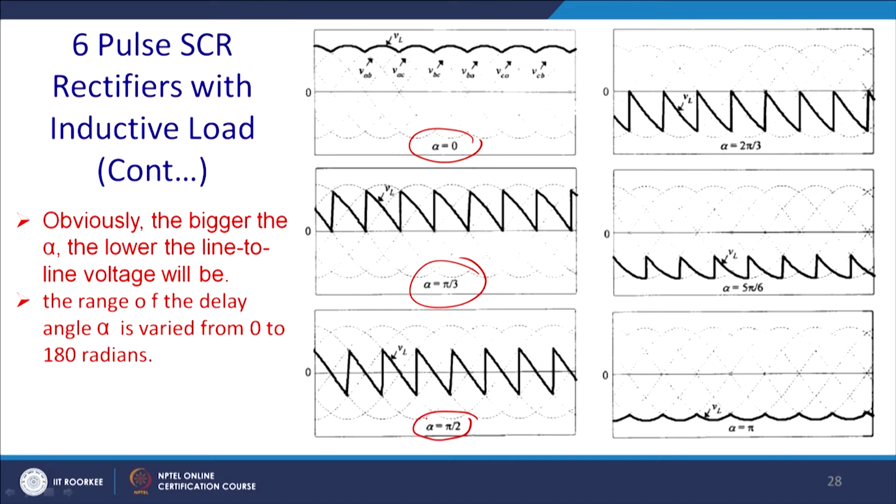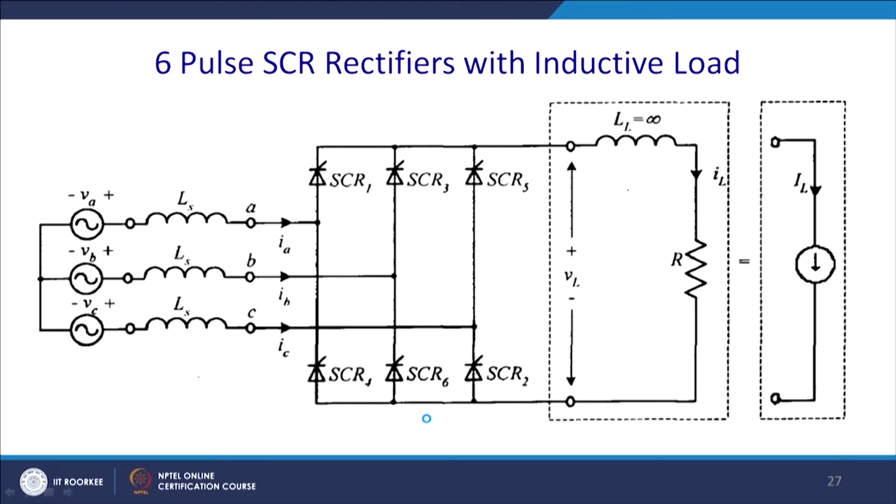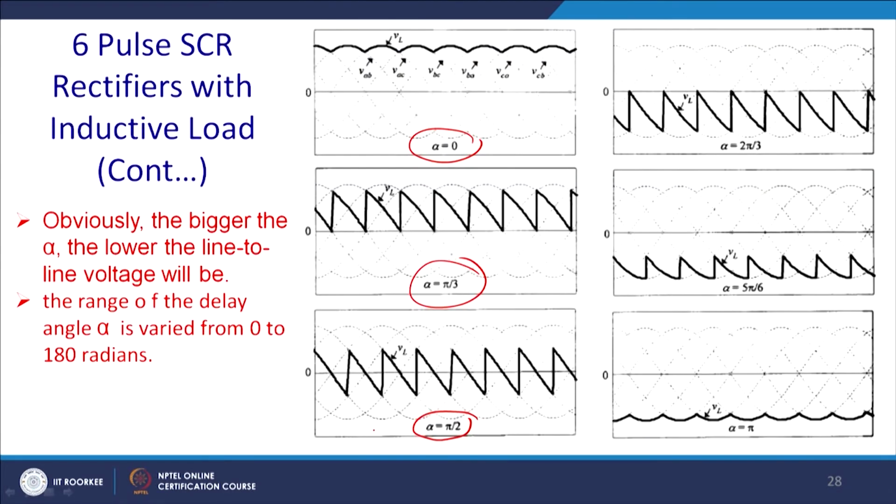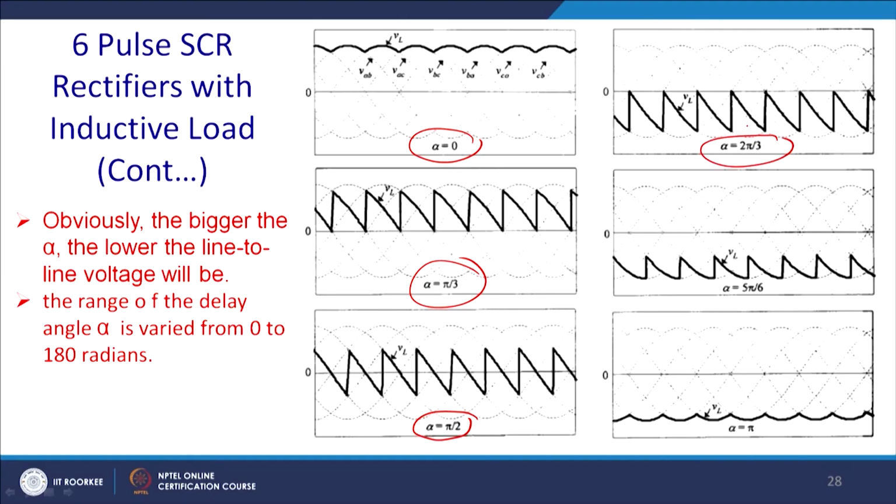Since it is a full control converter, refer to the waveform, the average voltage will be 0. So, you are not supplying any voltage to the load, and once you increase this alpha above pi by 2, it will work as an inverter and you get a negative voltage. Similarly, at pi you get just the reverse or mirror replica of 0 degree.